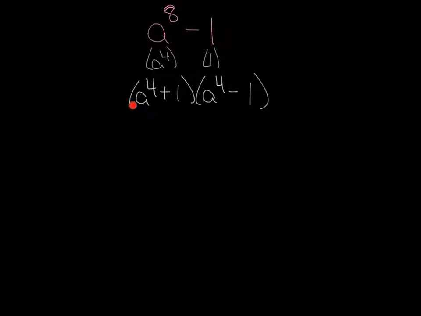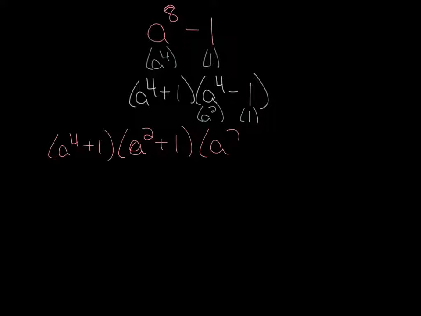Okay? Now the sum of squares does not factor, but this is another difference of squares. The square root of a to the 4th is a squared. The square root of 1 is 1. Now this is also 2 perfect squares, but it's a sum. So all we can do is copy it, a to the 4th plus 1, and this next one we have to factor into a squared plus 1 and a squared minus 1. And we go, whew, I did it twice.